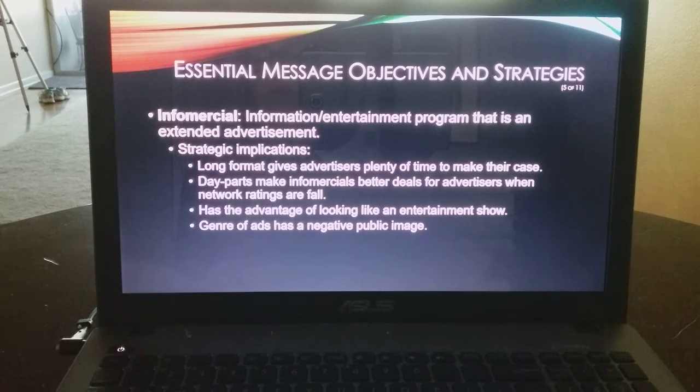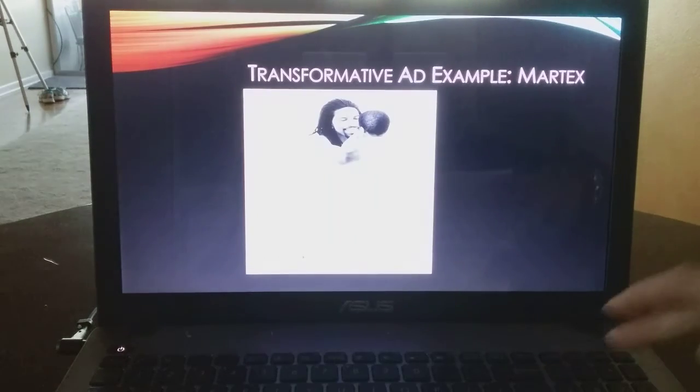Infomercials, we've all seen them. Again, demonstrating the product, usually paid advertising. It gives people a lot of time to explain what their product is. Sometimes you'll see certain products that look like a talk show, a women's talk show, people getting together, so it adds to the familiarity and comfort people might have watching it. It does have, generally speaking, a negative public image, infomercials, or the things we see late at night, but that can be successful.